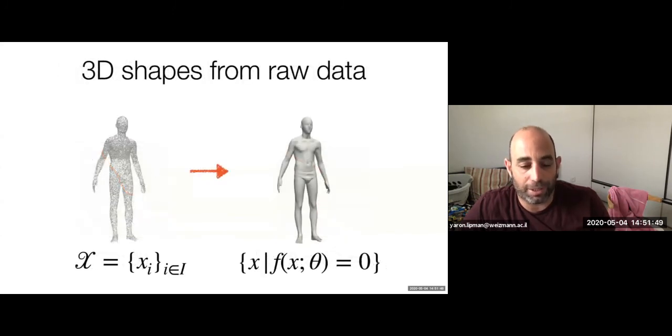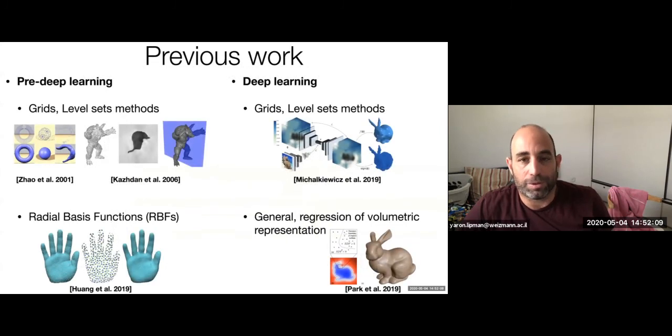One test case you can use it with is if you have a point cloud in 3D. So you have a bunch of points floating around. What you want to do is find an implicit neural network where the zero-level set passes through the points.